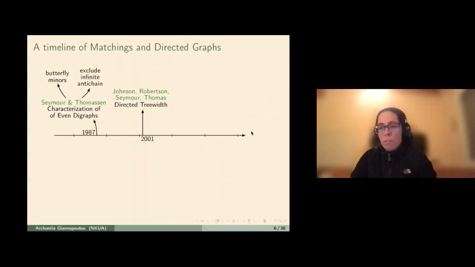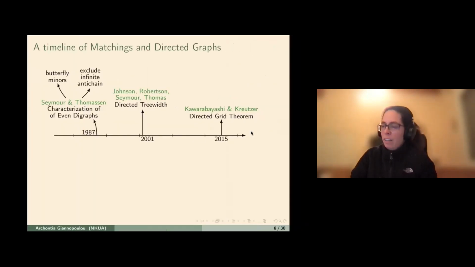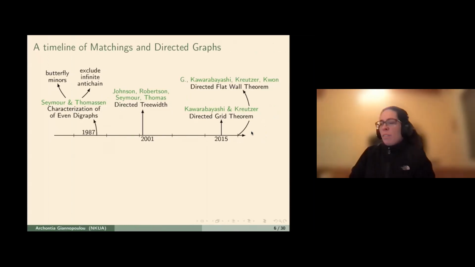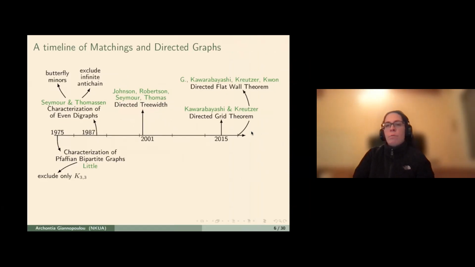Then came the notion of directed treewidth, and with it came the conjecture that large directed treewidth implies a directed grid. Of course, then came the result, and then the directed flat wall theorem. And the reason I mention the directed flat wall theorem and the directed grid theorem is that we kind of need them, or not necessarily need them, but use them in order to obtain the flat wall theorem on bipartite graphs with perfect matchings. Now, at the same time, or actually even earlier, there came a characterization of graphs.